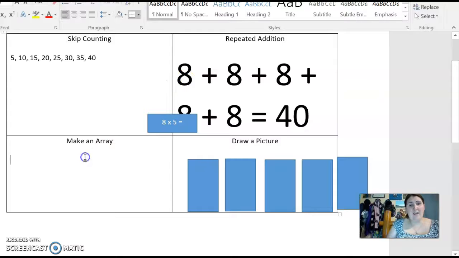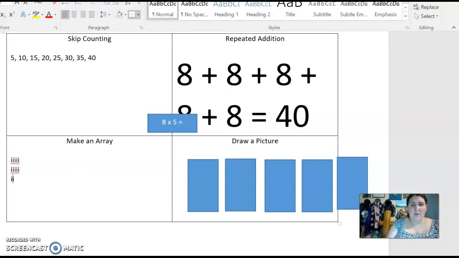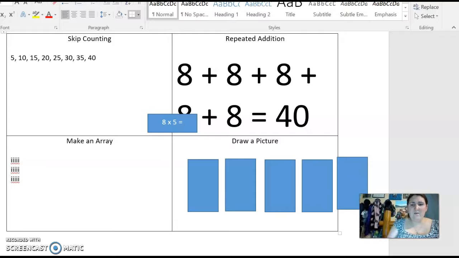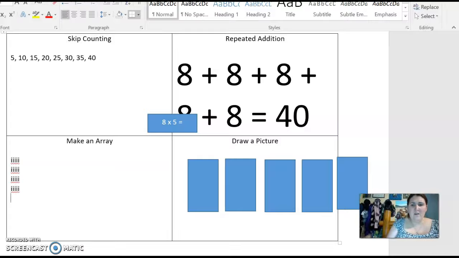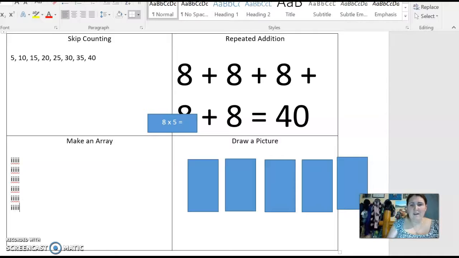Okay, I could make an array, so let's see if I could do that. 1, 2, 3, 4, 5. 1, 2, 3, 4, 5. 1, 2, 3, 4, 5. 1, 2, 3, 4, 5.